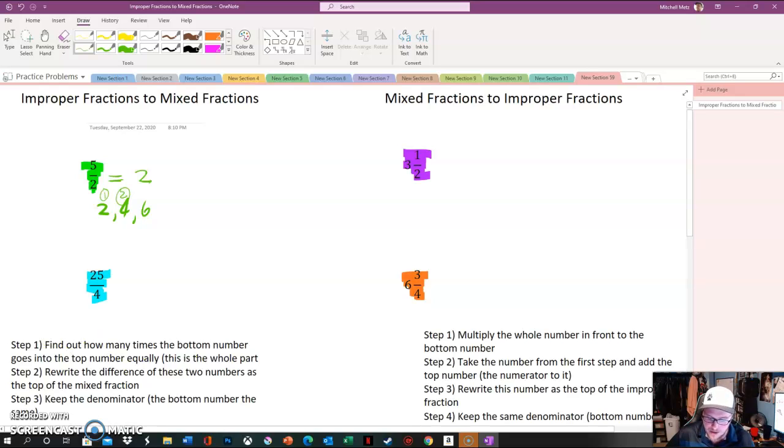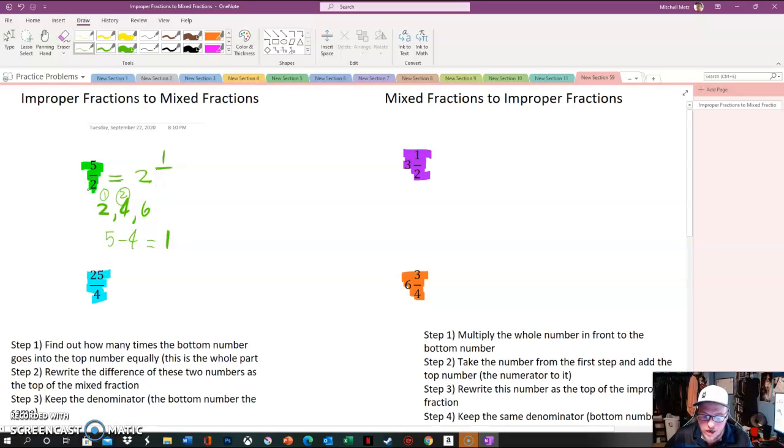Find out how many times the bottom number goes into the top number equally, and that is my whole part. So that's what we did. Now second step, rewrite the difference of these two numbers as the top of the mixed fraction. So this number 4 right here, I'm going to subtract it from 5, the numerator. 5 minus 4 will be 1. So that will be the top of my fraction for my mixed fraction.